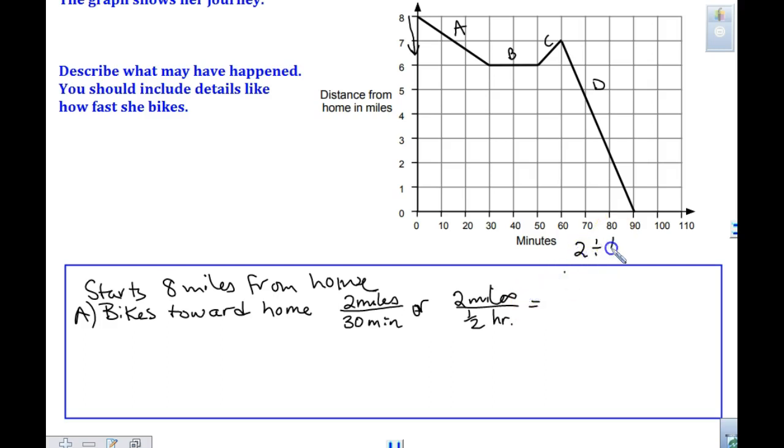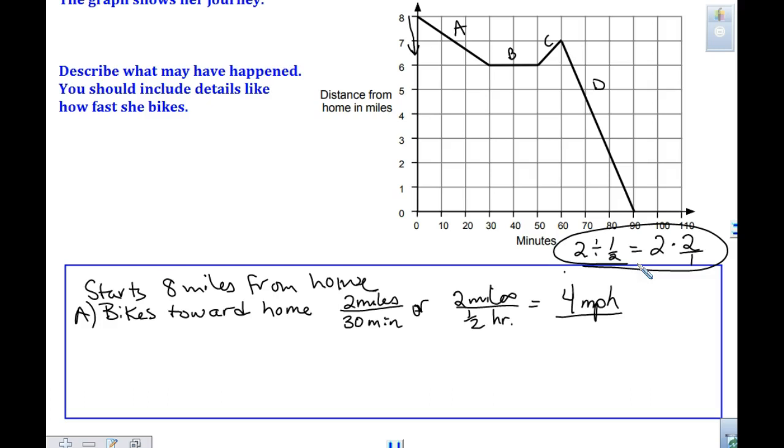2 divided by a half is the same as 2 times the reciprocal of a half, which is 2 over 1. This comes out to be 4 miles per hour. If you need to put this to help you remember how to find it, write that on your paper, okay?